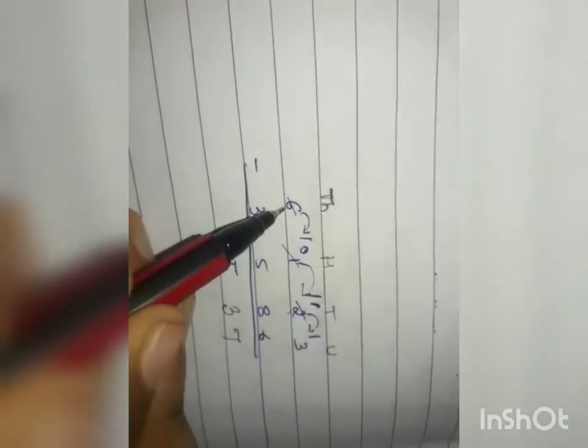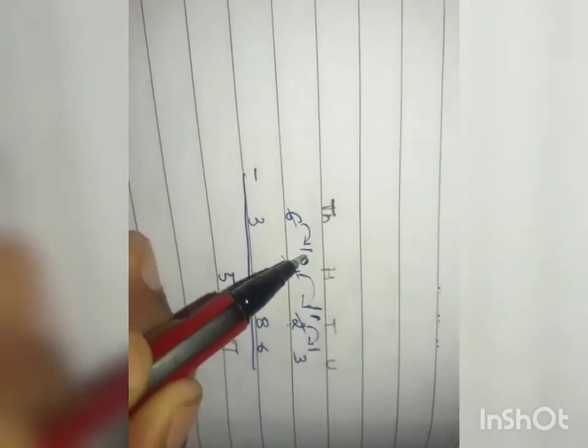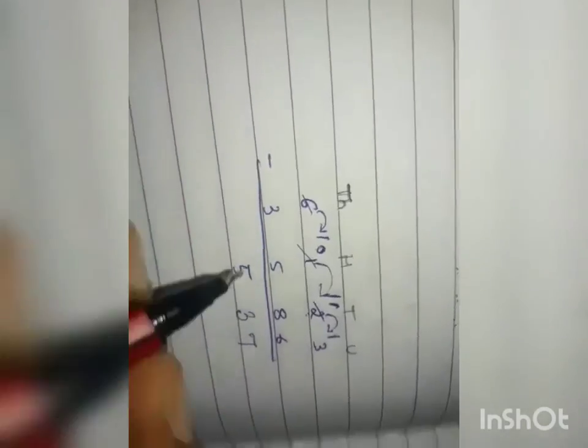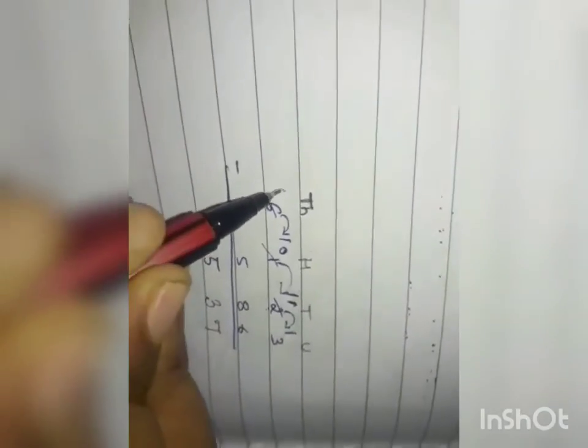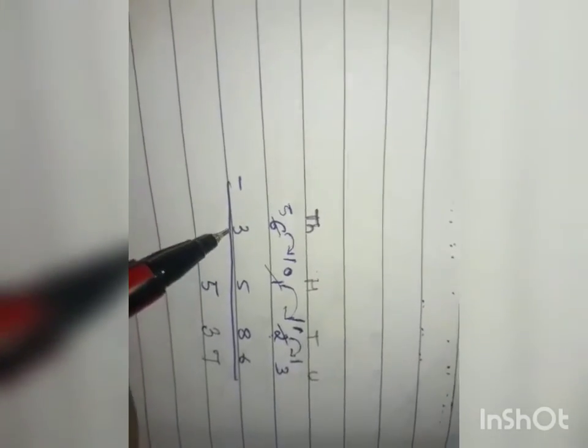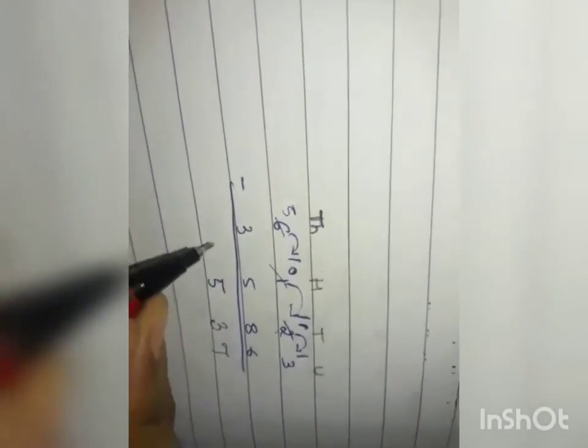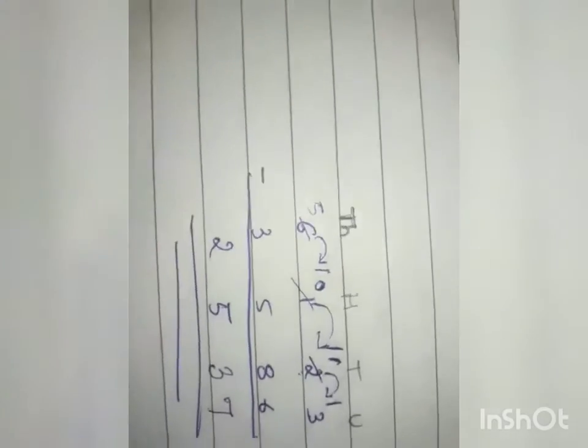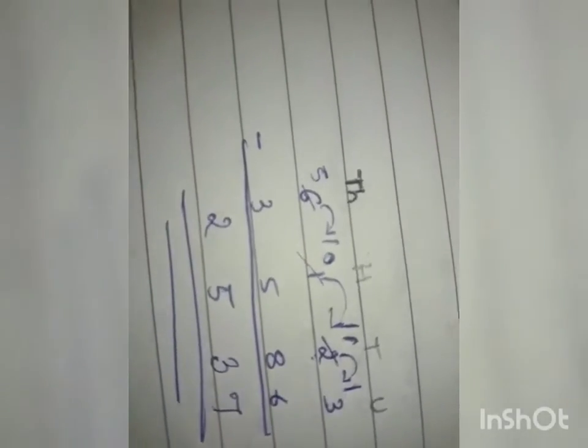So now in the 6, from the 6 I have taken 1. So how much will remain? If from the 6 I take 1, 5 will remain. So I'll write 5 here. So from 5 I have to subtract 3. 5 minus 3 is 2. So this is our answer, 2537. Okay, this is how we subtract by borrowing numbers.